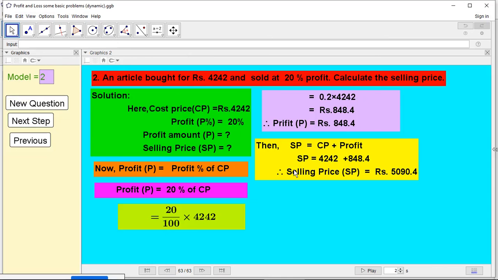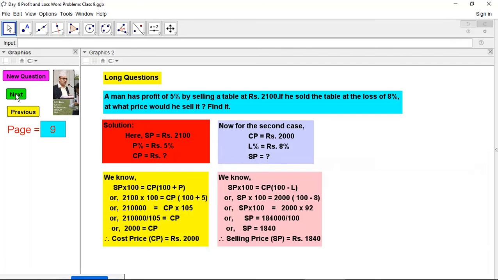I have shown that technique here, in model number 2. Like this. Next step, like this. Yeah. You can follow this also, Rosika. Okay, I have already given the next technique also for you, so no problem for that. And for the next step, SP into 100 equals CP into 100 minus L, in this way 1840. Thank you, Rosika. This is my last presentation, dear students.